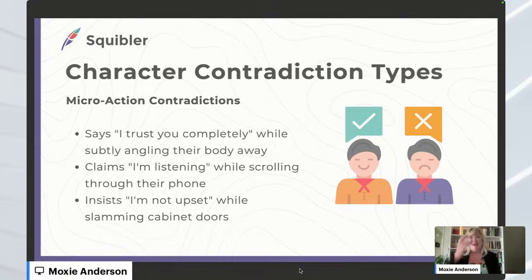There are also micro-action contradictions. Someone says, I trust you completely, but they're moving their body away. They might claim I'm listening while scrolling through their phone. You see this a lot even in the real world, not just on film. They might say I'm not upset while they're slamming cabinet doors or stacking papers heavily.